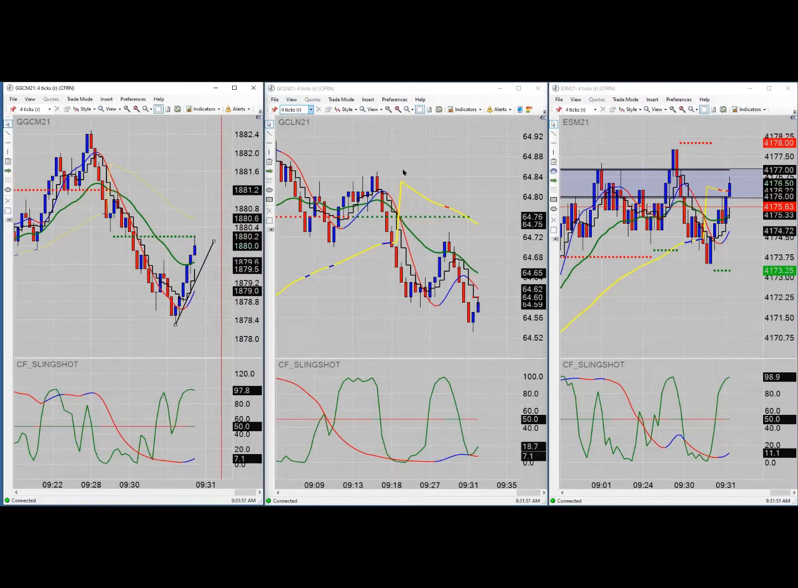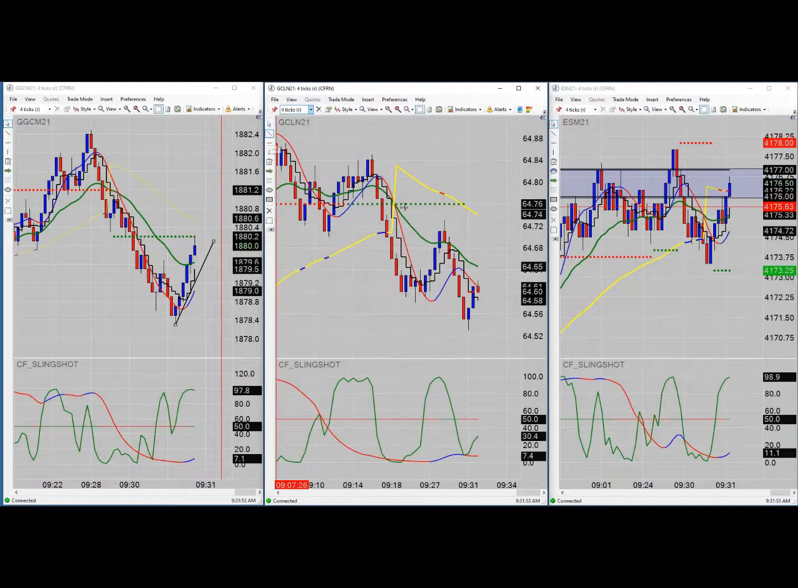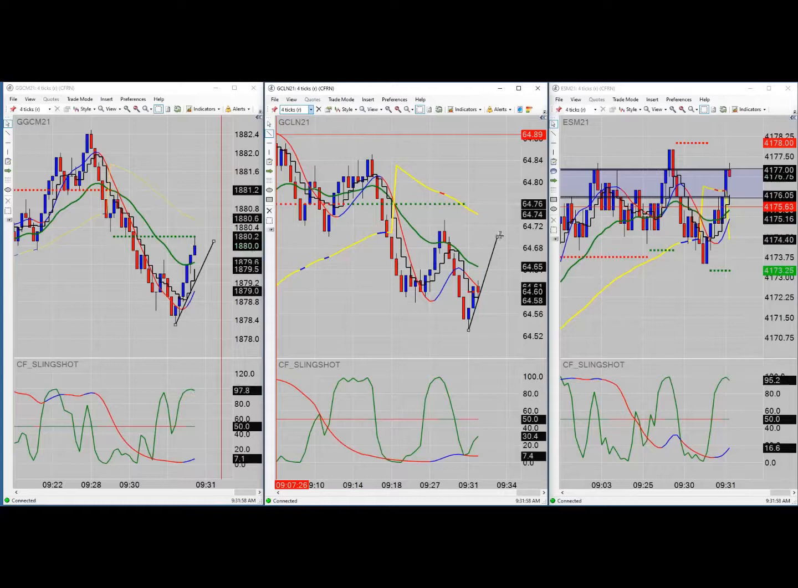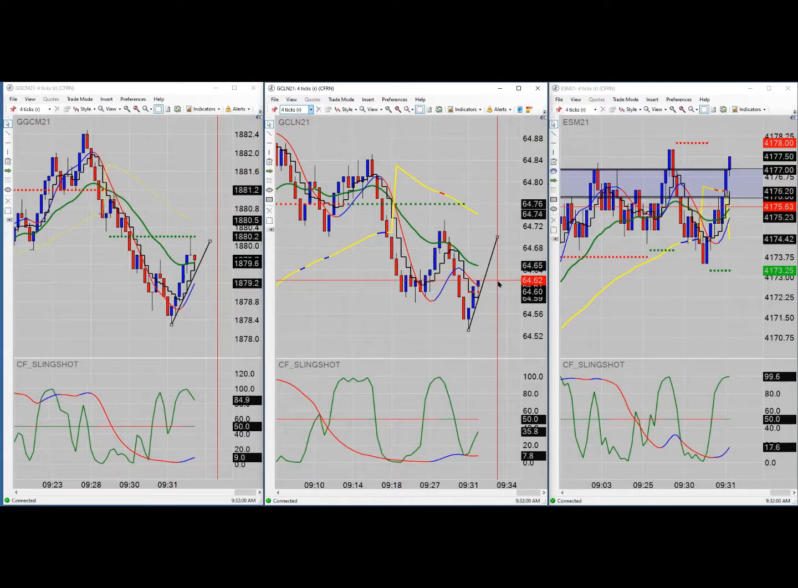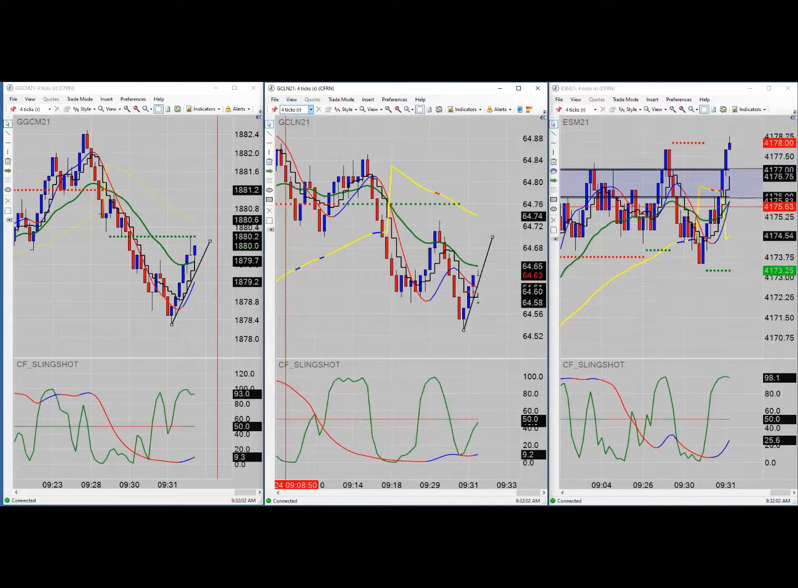We might get something here on crude. We have nothing on the ES. Let me draw the trend line for you. Now we have a high here of 64.62.